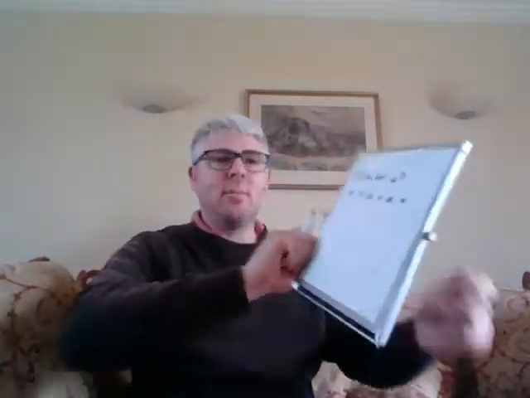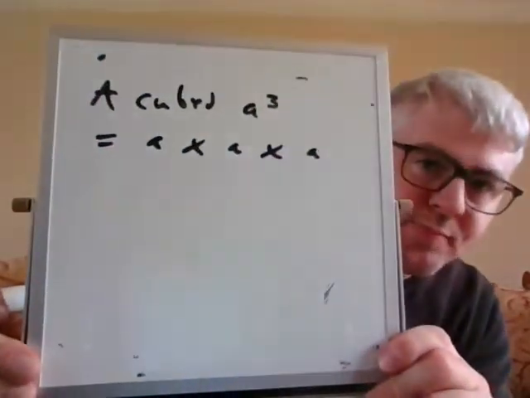Now I just want to do some other things with you. If I put A cubed, so A cubed equals A times A times A. A cubed equals A to the 3, so 3 A's there. I just wanted you to see that.